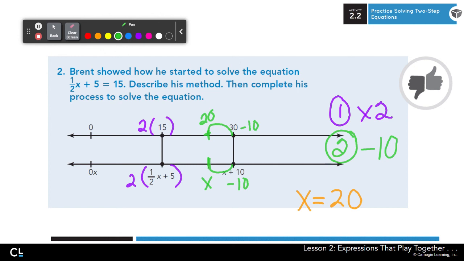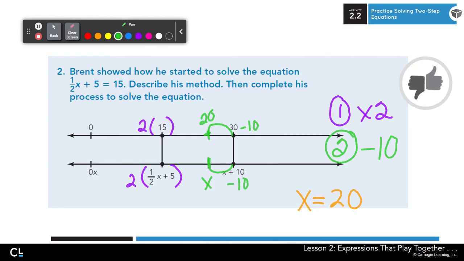So he then was left with 30 is equal to x plus 10. Then in green, the inverse of adding 10 is subtracting 10. So we subtracted 10 from both sides to leave us with x is equal to 20. Bonus points if you checked by plugging that solution into the original equation.